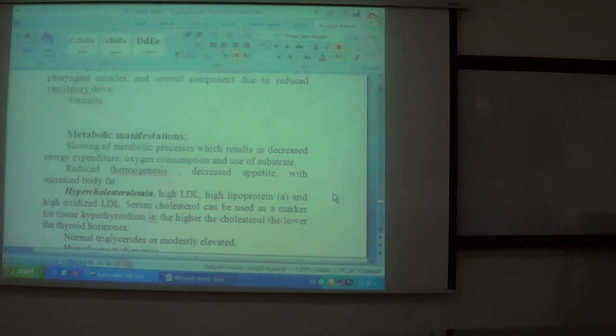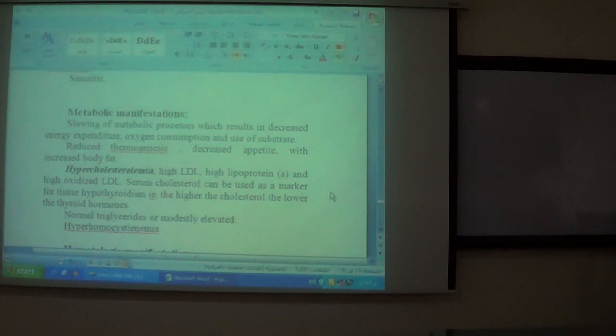Metabolic manifestations include slowing of metabolic processes as a whole, which results in decreased energy expenditure, oxygen consumption, and use of substrate, reduced thermogenesis, decreased appetite with increased body fat, hypercholesterolemia with high LDL, high lipoprotein(a), and high oxidized LDL. Cholesterol can be used as a marker for tissue hypothyroidism. The higher the cholesterol, the lower the thyroid hormone, or the higher the cholesterol, the higher the TSH. Okay? As a marker for tissue hypothyroidism.